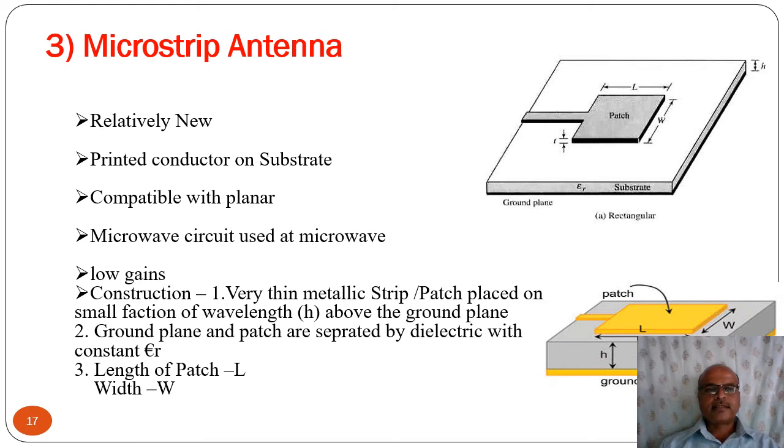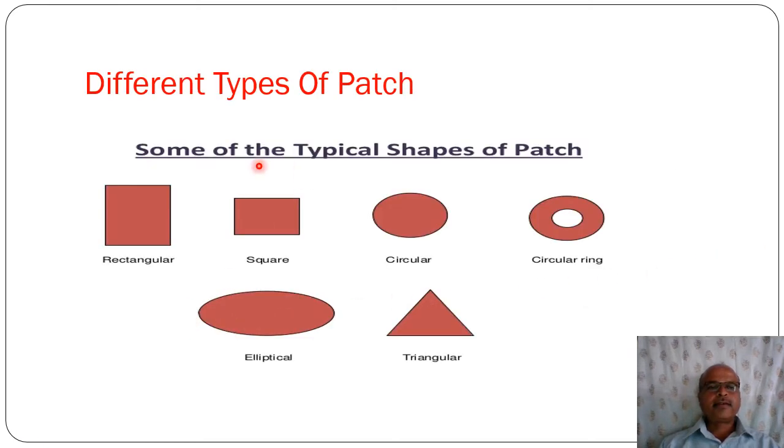So next, generally different types of patch are used. Some of the typical shapes of the patch are, first, a rectangular patch, square patch, circular, ring, elliptical, triangular. Mostly the square patch or rectangular patch are generally preferred in many applications.